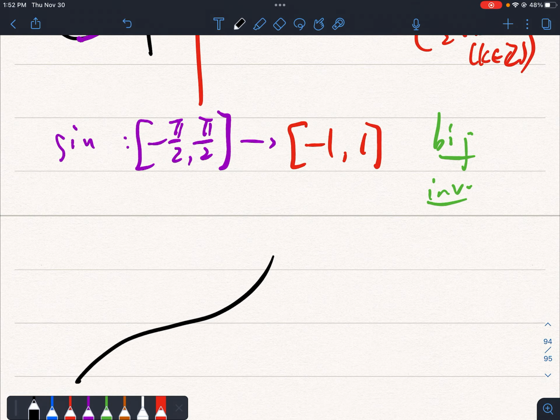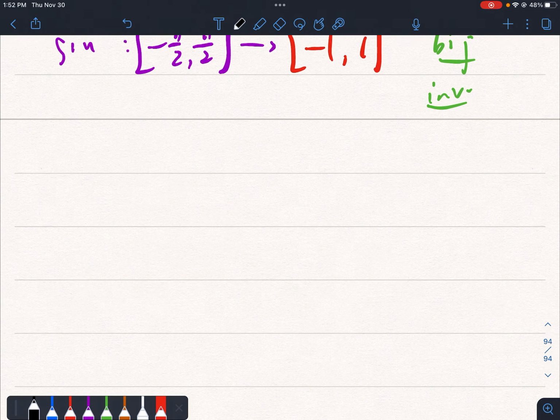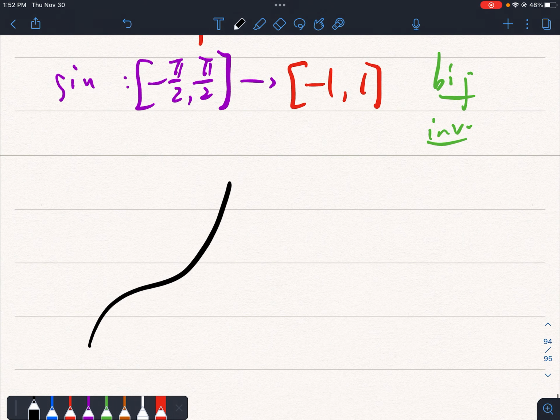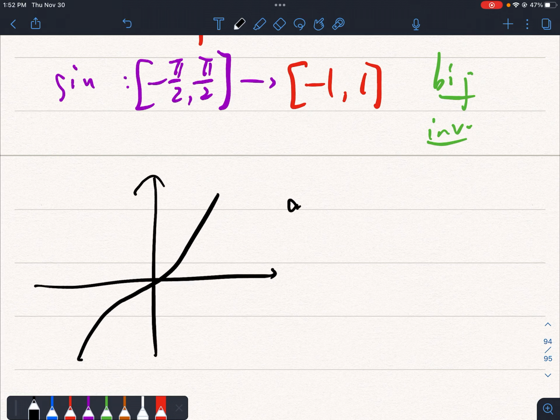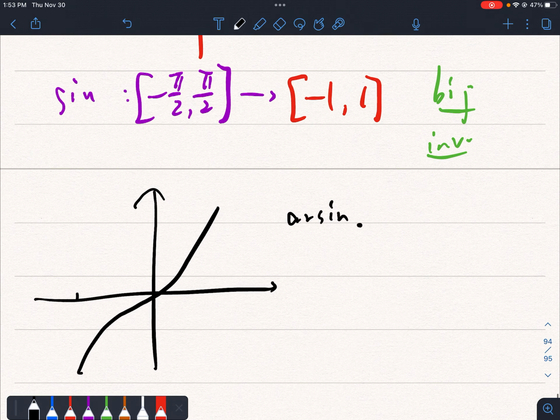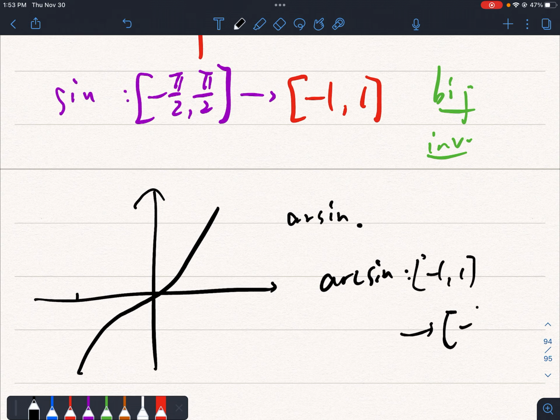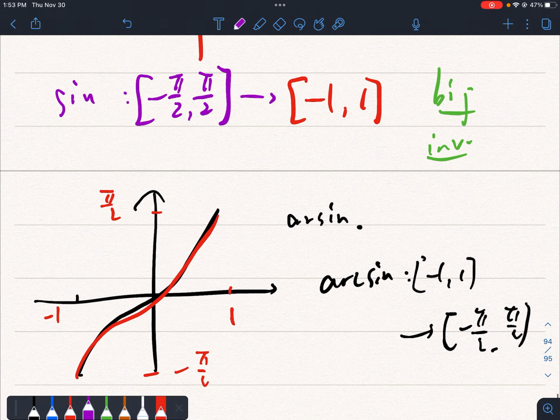And it's not hard to find this inverse. You just do some little work, then you flip the graph along y equals x, and what you get is arcsine. It's something like this. Okay, so this is the graph of arcsine. You have to make sure that here the slope is about 1. And then this is arcsine. And here you want to change this from -1 to 1 to minus pi over 2 to pi over 2. So this is -1, this is 1, this is minus pi over 2, this is pi over 2.